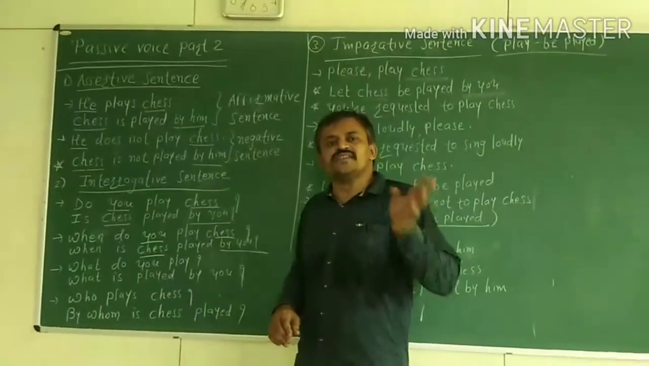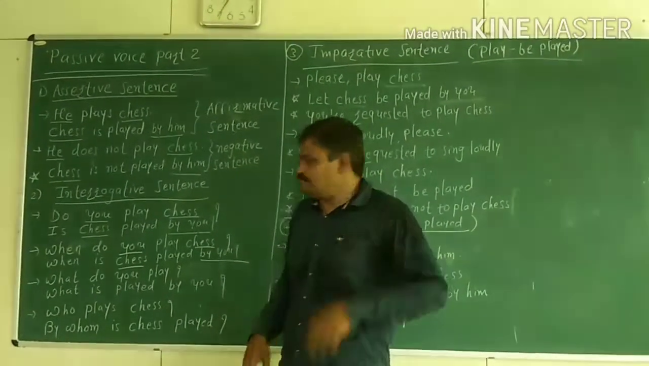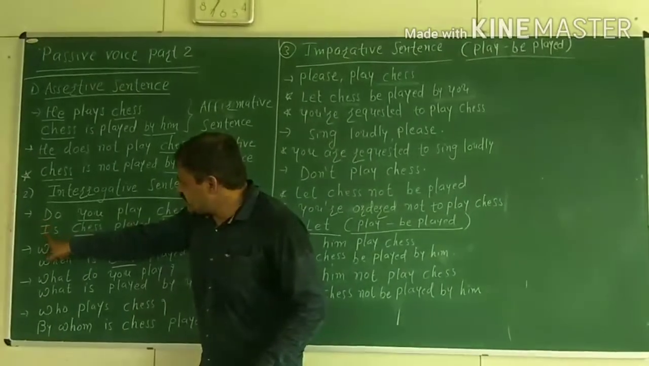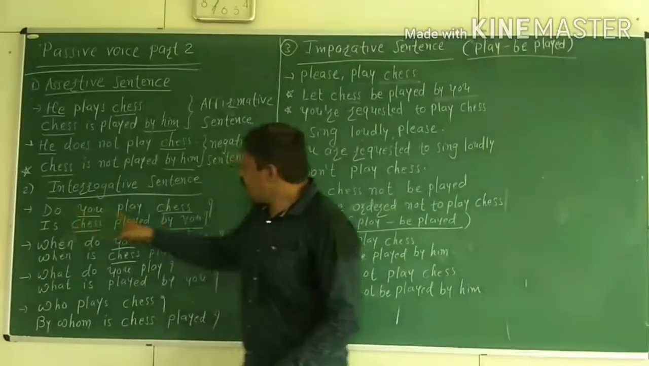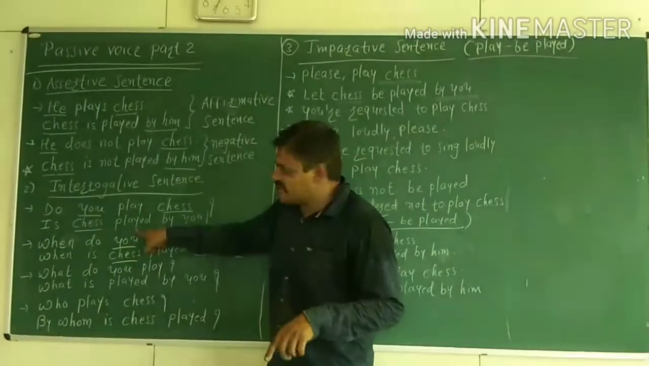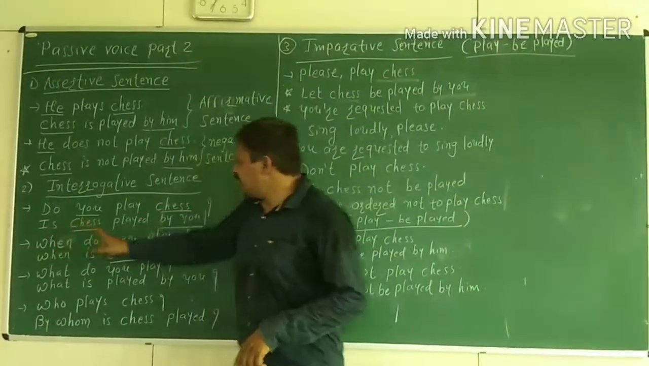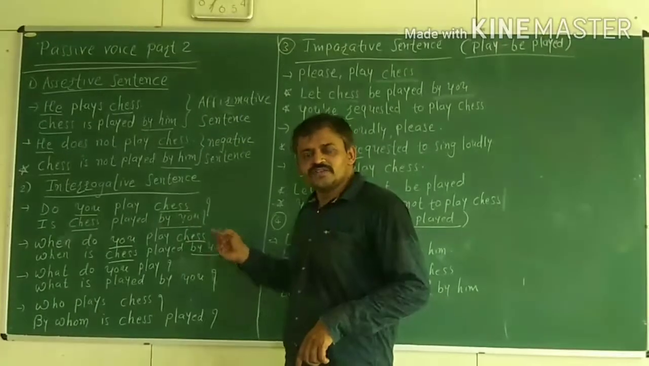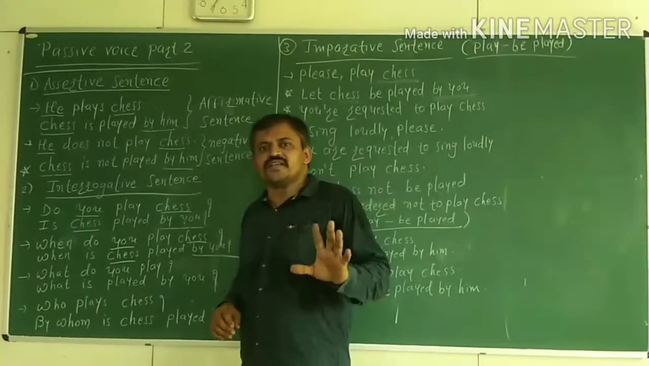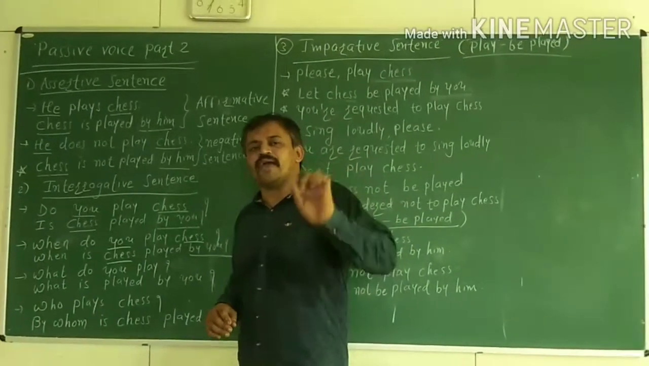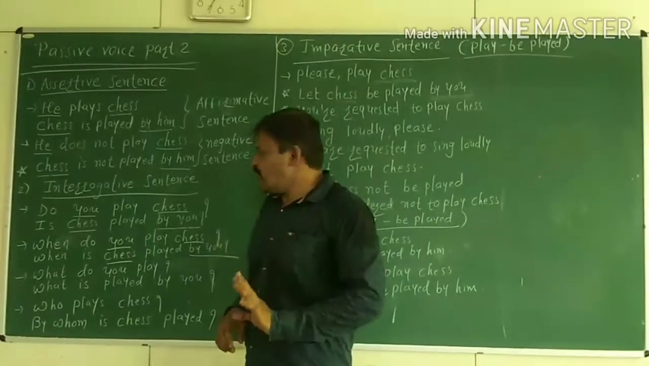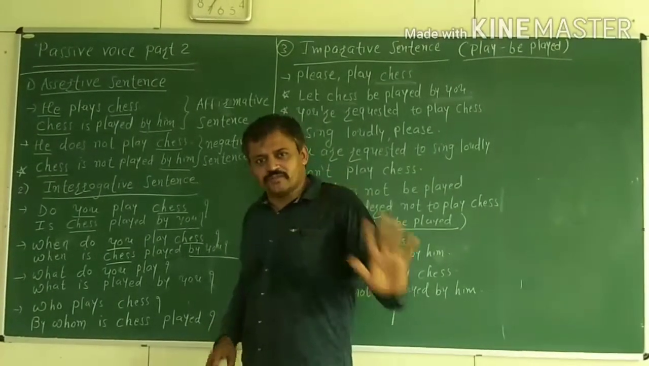Now the second change is the change of verb. Here is is written in place of do, and V3 of play is written in place of play. Okay, so it becomes: is chess played by you. So you can easily understand how any sentence we can make into the passive voice. Only the 2 types of changes we have to remember.